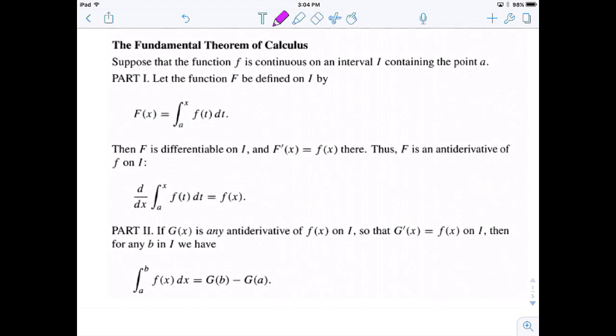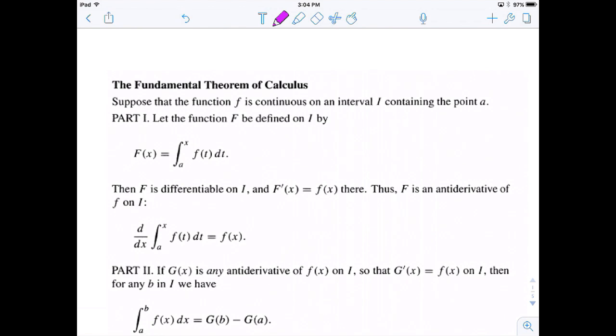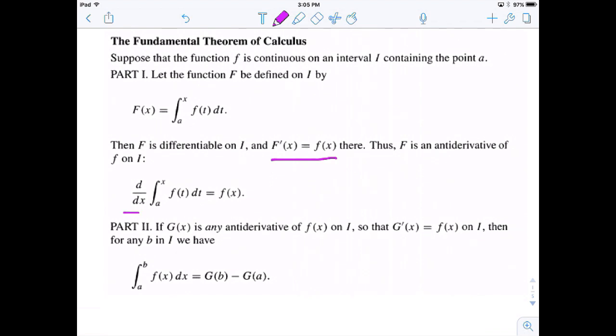So different books use different parts, part 1 versus part 2. Sometimes they swap the order. I'm not really worried about what part it's called. I'm worried that we understand the theory of it. So suppose that a function f is continuous on interval I containing the point a, and capital F is the antiderivative of lowercase f. So in other words, the derivative of capital F is lowercase f, right? So if we take the derivative of an antiderivative, what the fundamental theorem says is we get back the original function.